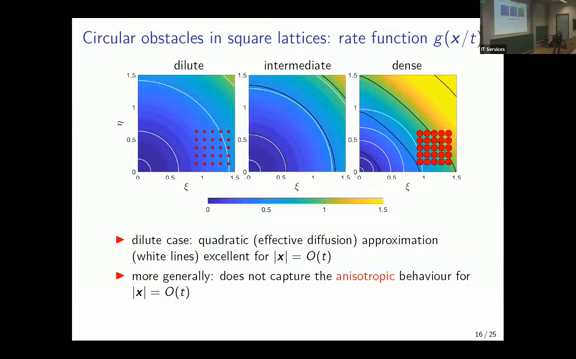And the aim is to explain why this agreement between the effective diffusion approximation and large deviation is so good in the dilute limit, and also to capture a lot better than the effective diffusion approximation the contours of the numerical solution obtained here.